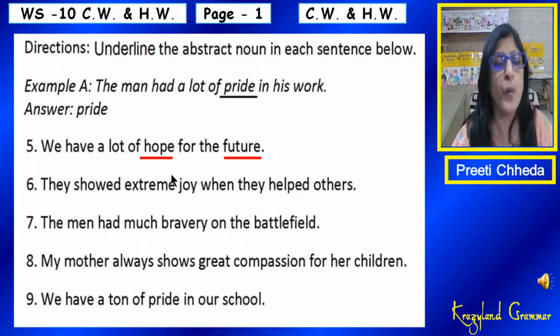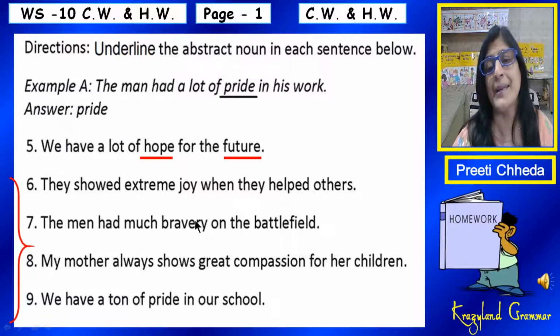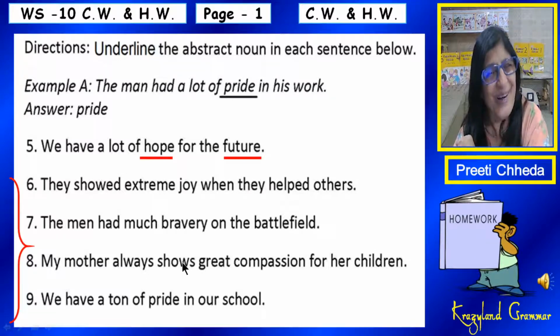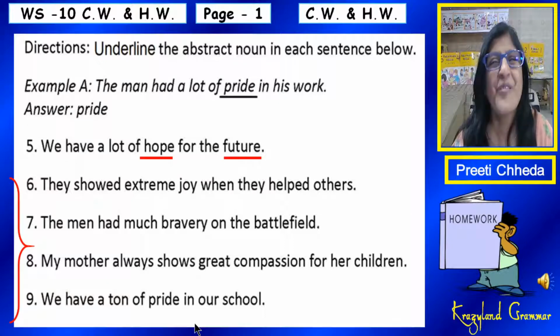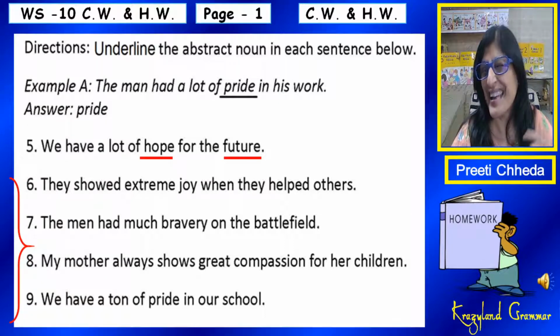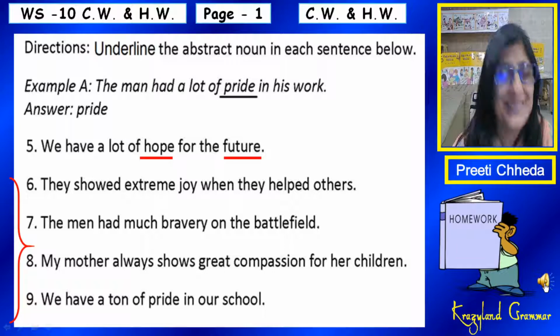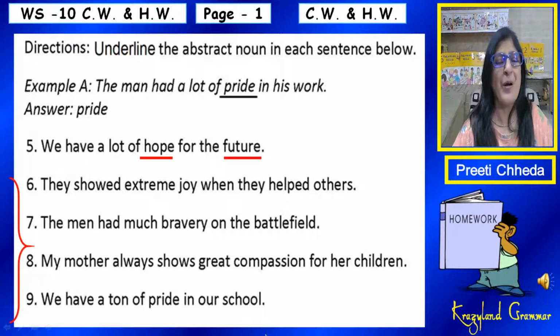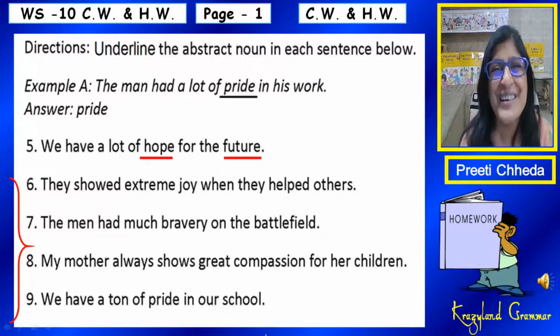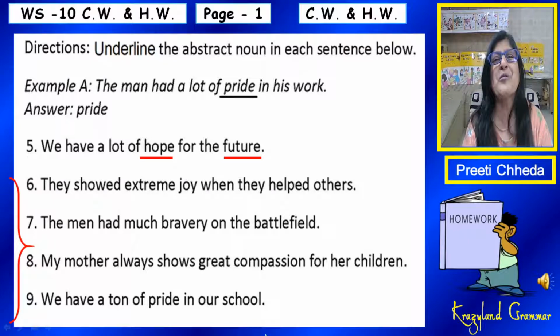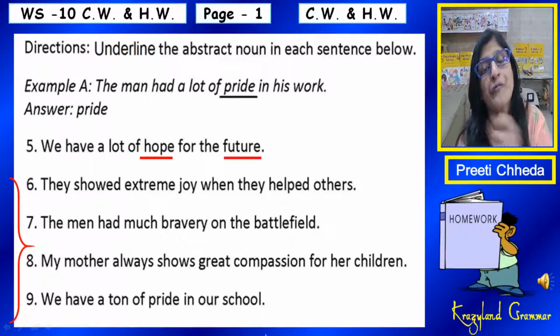Word by word. Now 6 to 9. Yes, is your homework. And can you do your homework? Yay! Wow. Can you say it once more? Yay! Wow. So you are so obedient and my goodies students. You love to do your homework because your concepts are clear. Then only you love to do your homework.